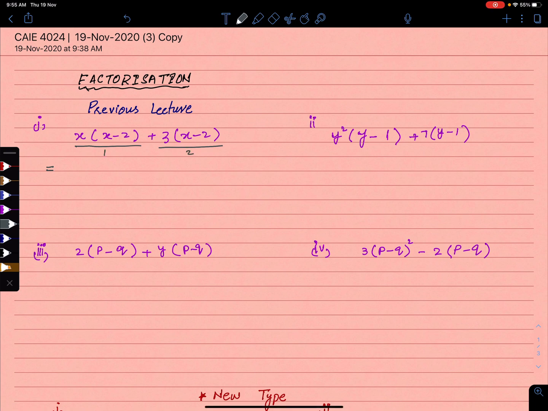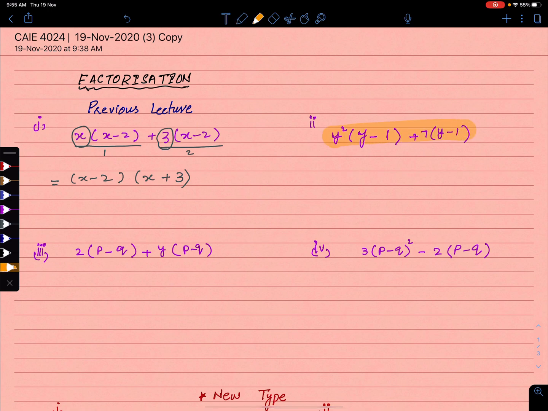So I simply write here, is equal to x minus 2. When I take x minus 2, then in the first term there would be just only x, so I will write just only x, plus in the second term there would be only 3, so I will write only 3. So the answer is x minus 2 into x plus 3.